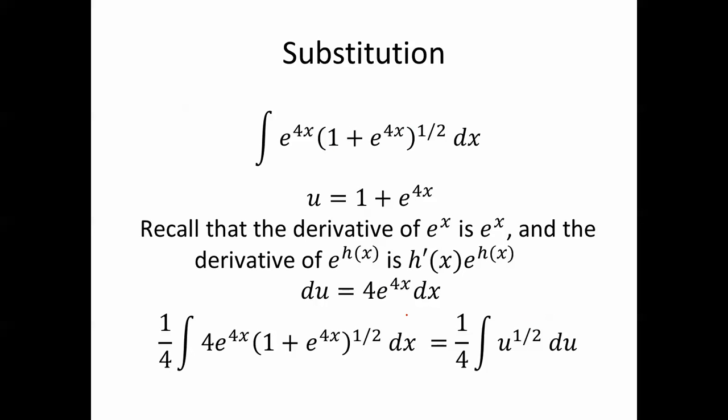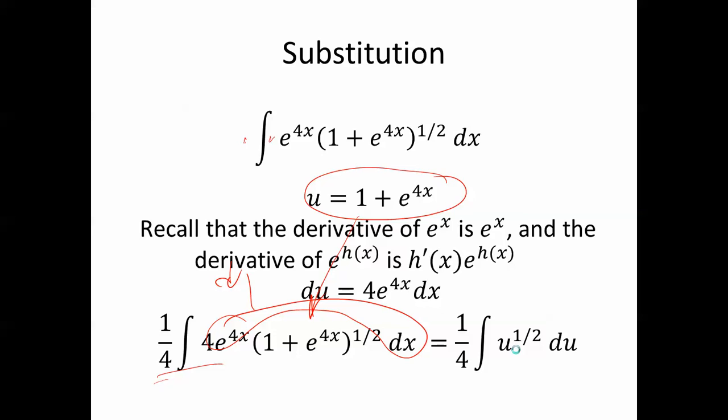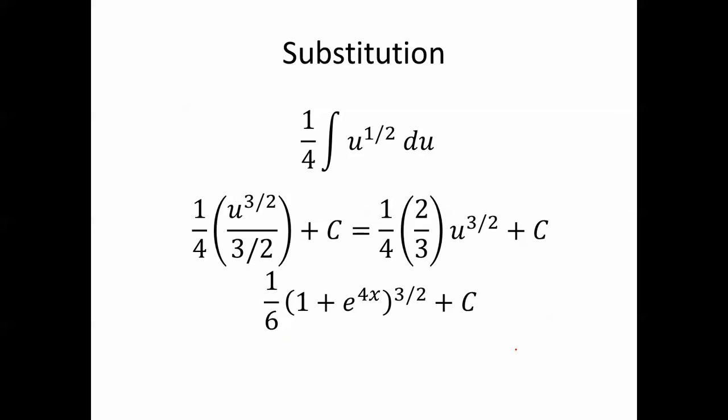Okay, we don't have a 4 e to the 4x dx, so what we can do is multiply the inside by 4 and the outside by 1/4, like we do over here. So now we have 1/4 integral of 4 e to the 4x times 1 plus e to the 4x to the 1/2 dx. When we make the substitution, 4 e to the 4x dx, that's our du, and u is 1 plus e to the 4x, so this is just going to be 1/4 u to the 1/2 du.